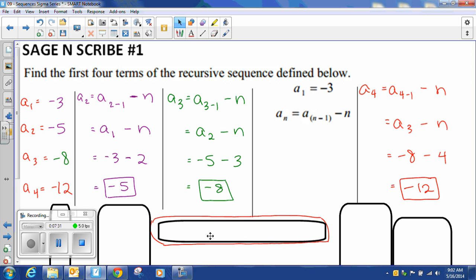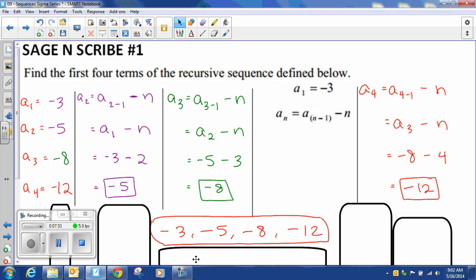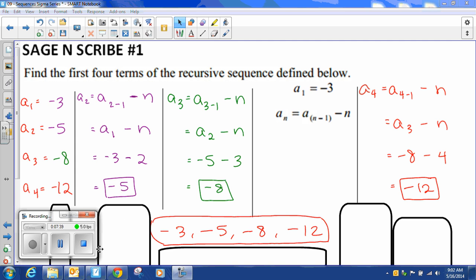Ladies and gentlemen, the first 4 terms of the sequence are negative 3, negative 5, negative 8, and negative 12. And there's your lesson on recursive sequences. Good luck to you.